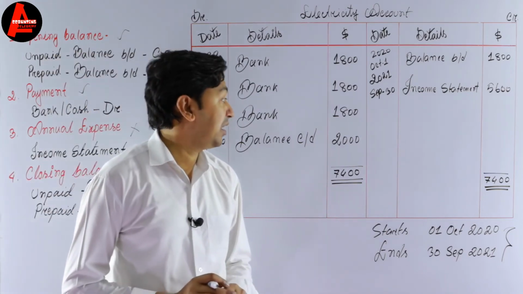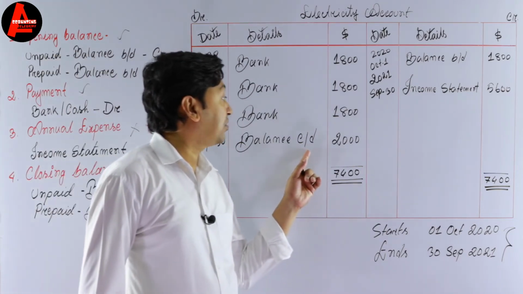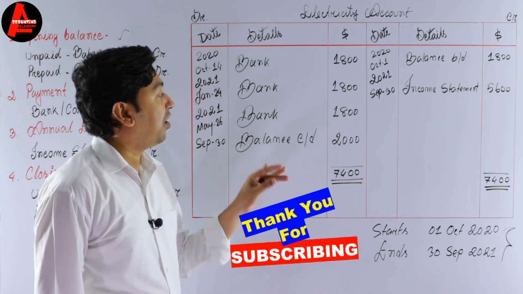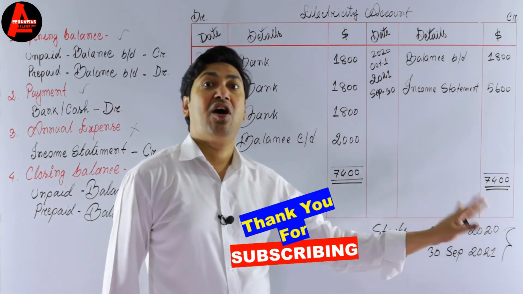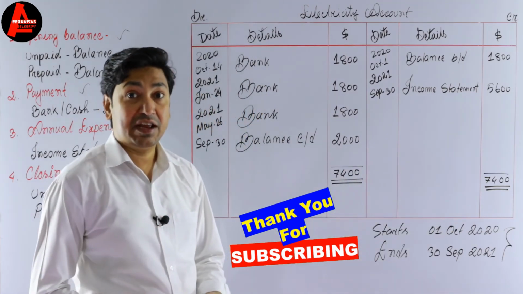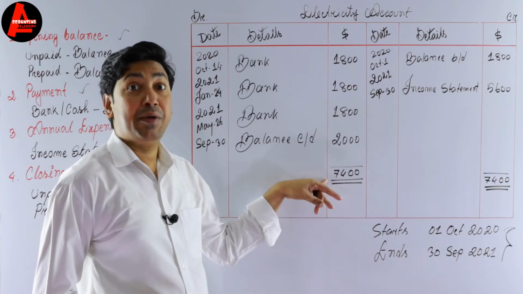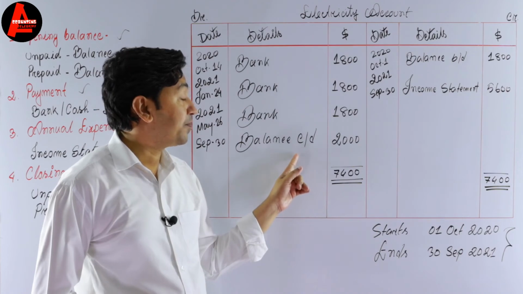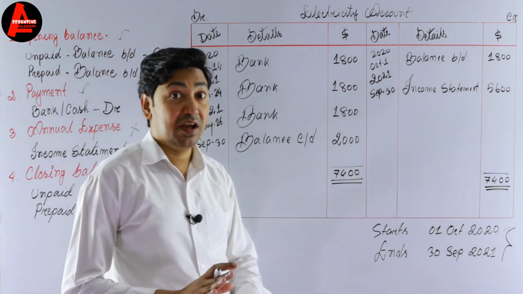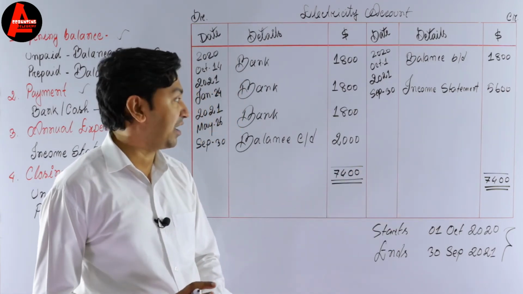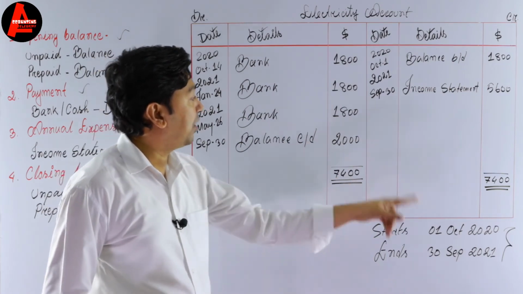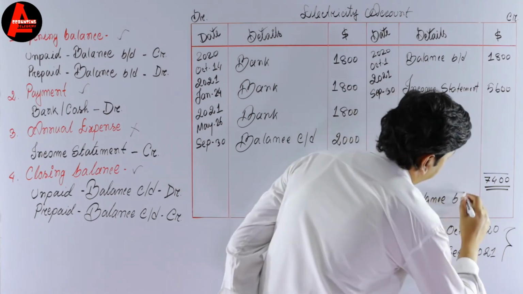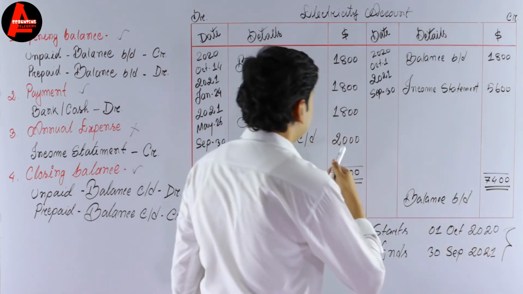So here we wrote everything. Now what to do? We need to bring down this balance, which means we have to write balance b/d. Balance c/d is on the debit side, balance b/d will be on the credit side. Balance c/d is always above the total, but balance b/d will always be below the total. So closing balance c/d and balance b/d cannot be on the same side, they will always be on opposite sides. So here we have the debit side, now we have to write on the credit side. So let us write here balance brought down, meaning b/d. It is the same amount, $2,000.